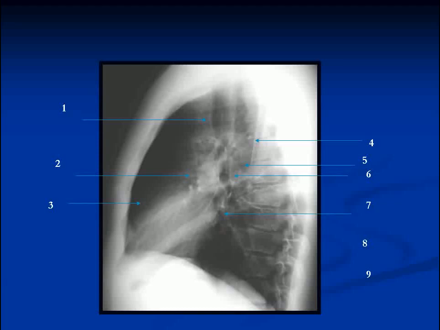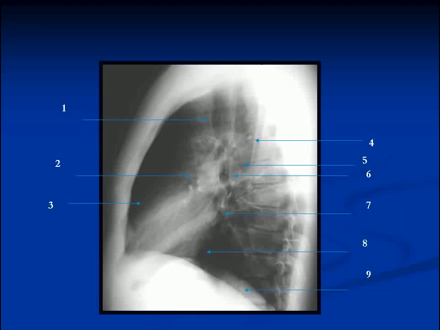The left atrium is the part of the heart that sits here, and all the pulmonary veins form a confluence that comes into the left atrium at that level. And finally we have the left ventricle, which sits in the lower part of the chest.